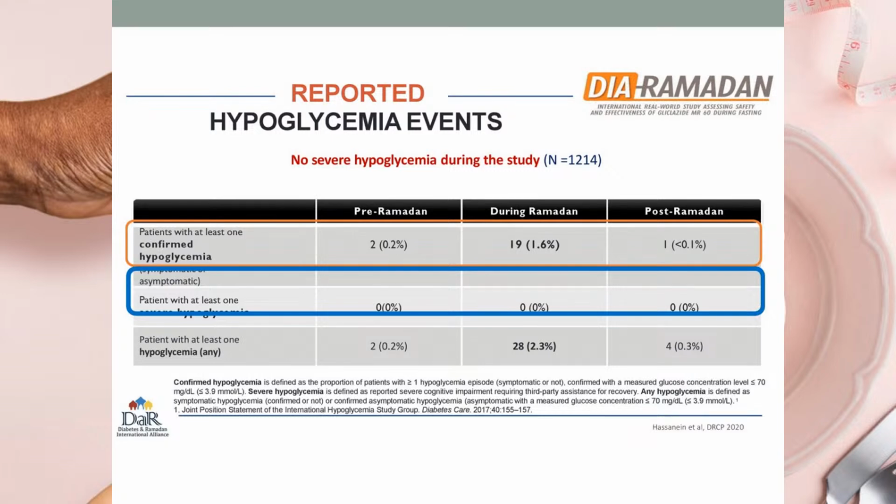And clearly, in terms of confirmed hypoglycemia, the event rate was 0.2 before Ramadan, and it was 1.6 during Ramadan, and post-Ramadan, of course, it fell again. And then patients with at least one hypoglycemia was 2.3% compared to 0.2% before Ramadan. So clearly, gliclazide MR, used either alone or in combination with other medications, did not increase the risk of hypoglycemia during Ramadan unduly, and indeed the rates were quite low.